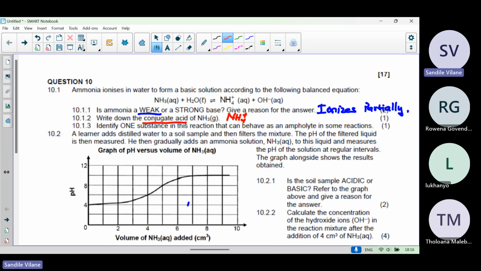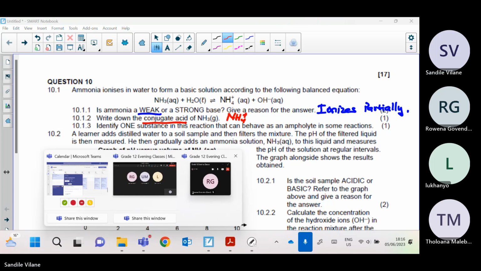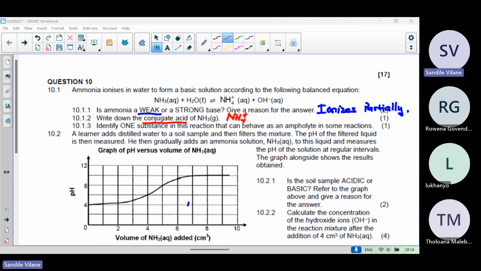And they further go on to say, identify the one substance in this that can behave as an ampholyte in some instances or in some reactions. Water, specifically, is an ampholyte. It can behave as an acid in one reaction and as a base in another reaction. So be careful in this particular case. We have to be very careful. So in this case, water is an ampholyte.